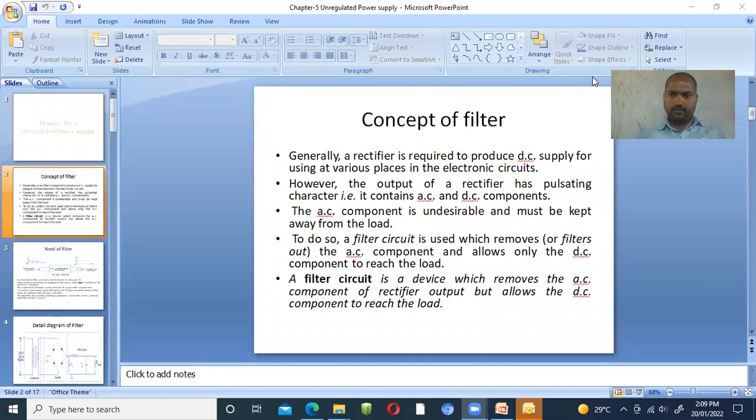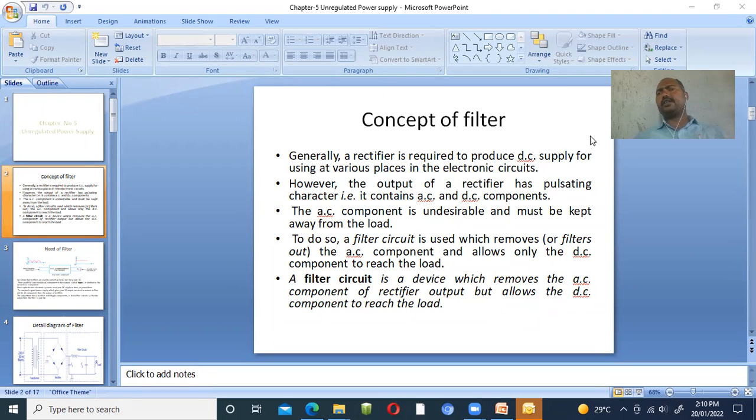We have seen the concept of filter. When we convert the AC voltage into DC, that DC is not pure DC, it contains some pulsating component. That's why, to remove that pulsating component, we have to use methods such as a filter.